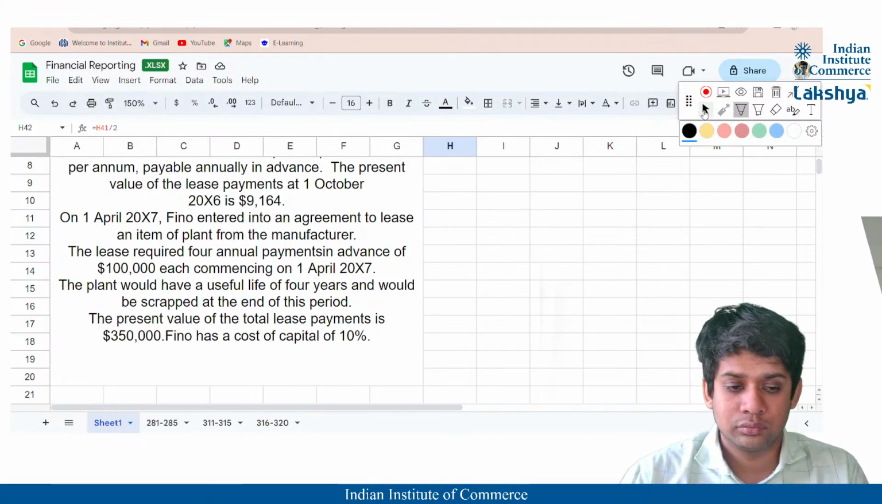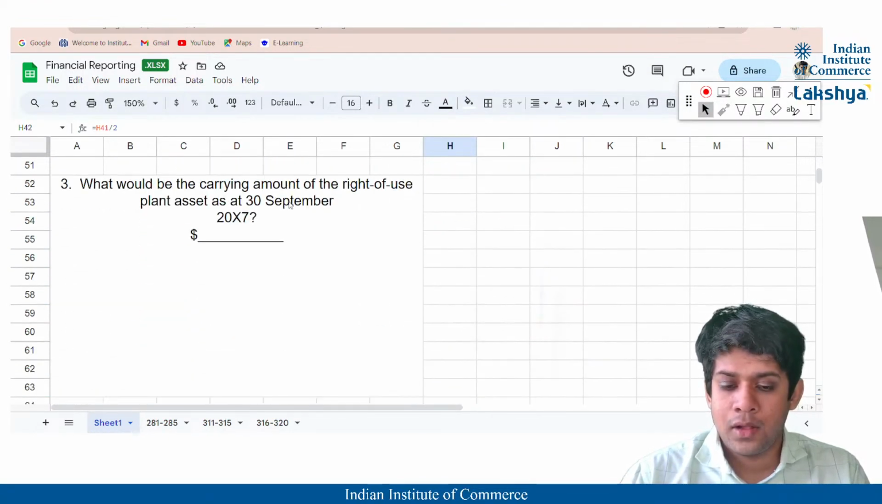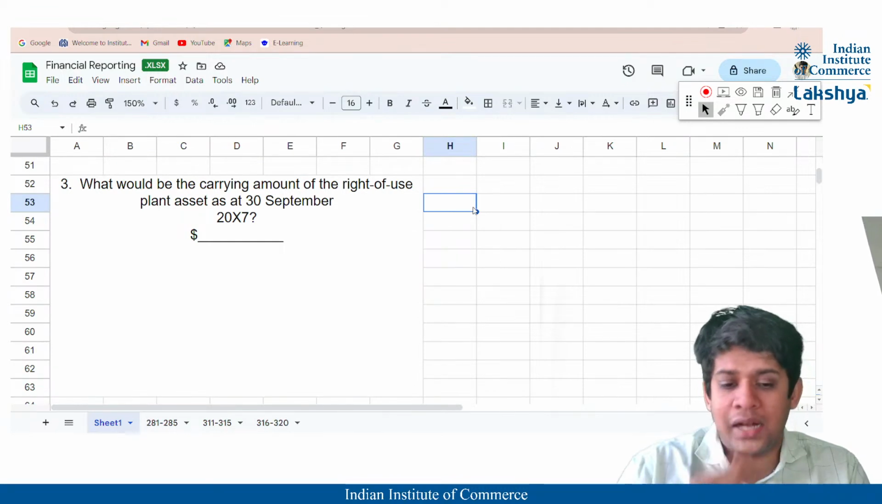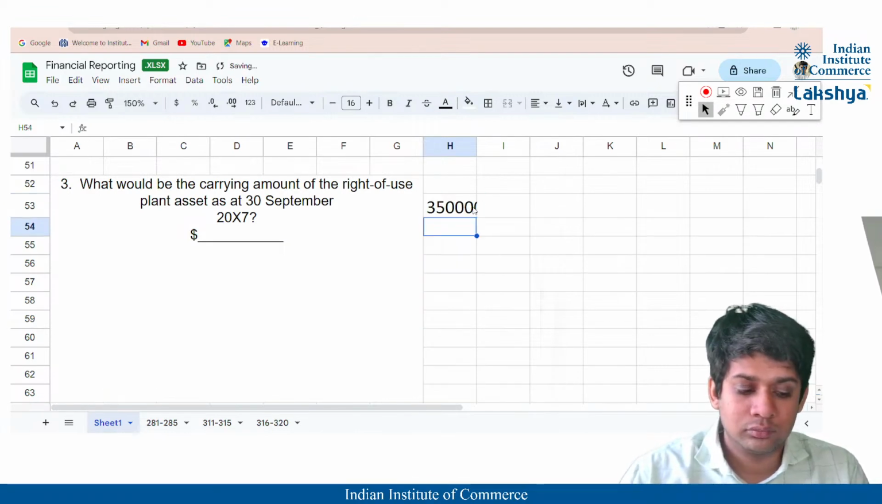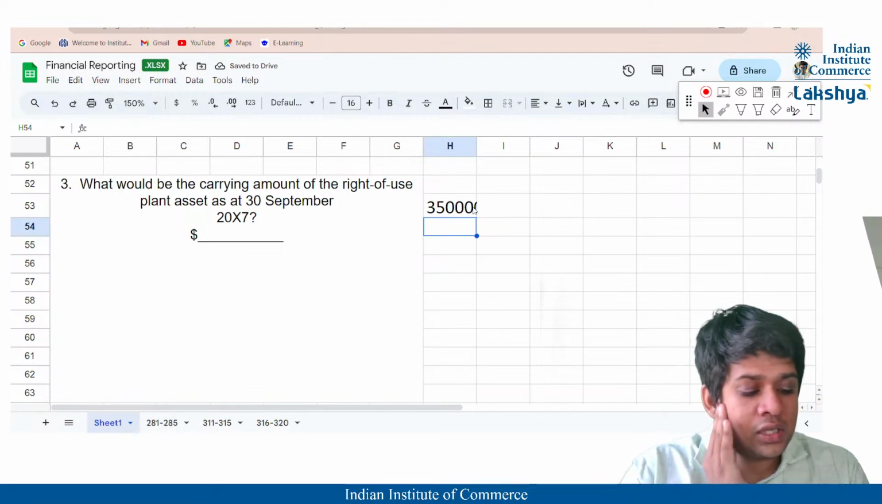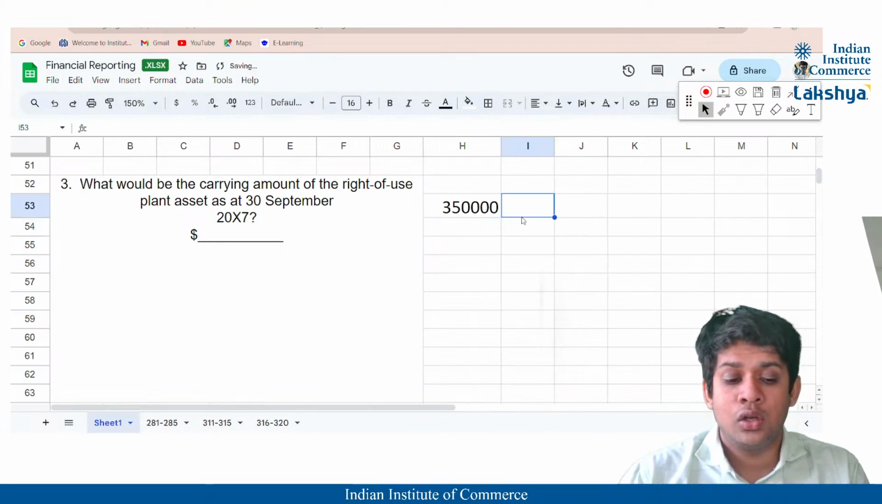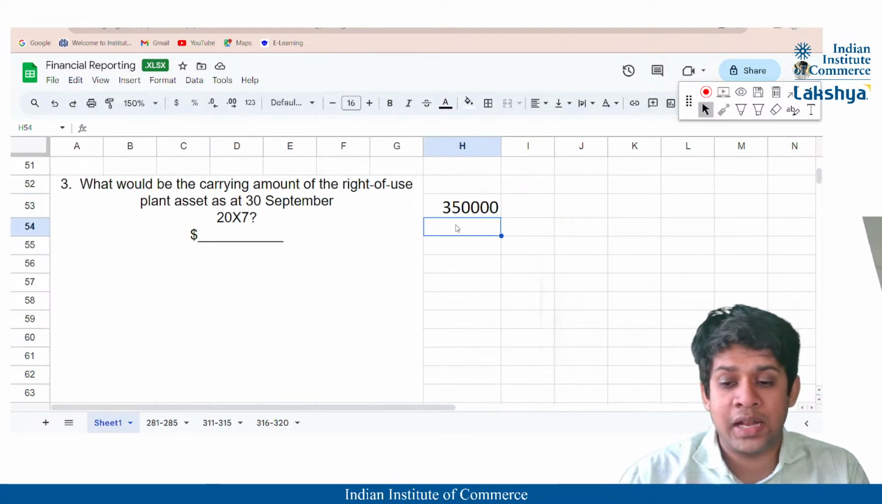Now, what is the carrying amount of the right of use asset? That is what we are supposed to calculate, correct? So the carrying amount of the right of use asset will be very simple, guys. The initial value is $350,000. And after the initial value, you're going to calculate the depreciation on it. The depreciation will be very simply calculated.